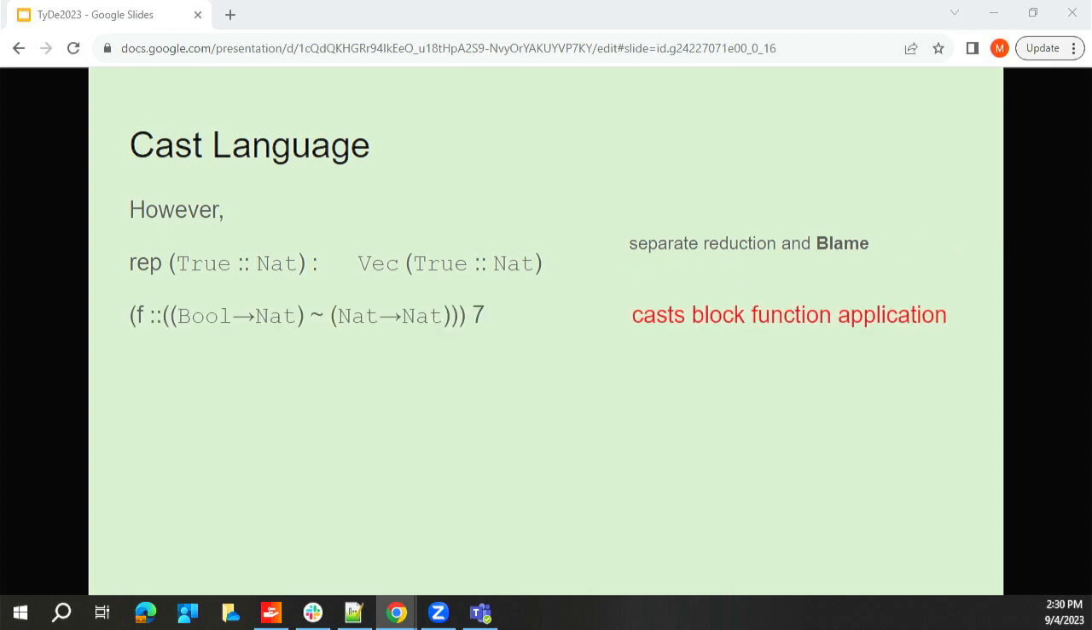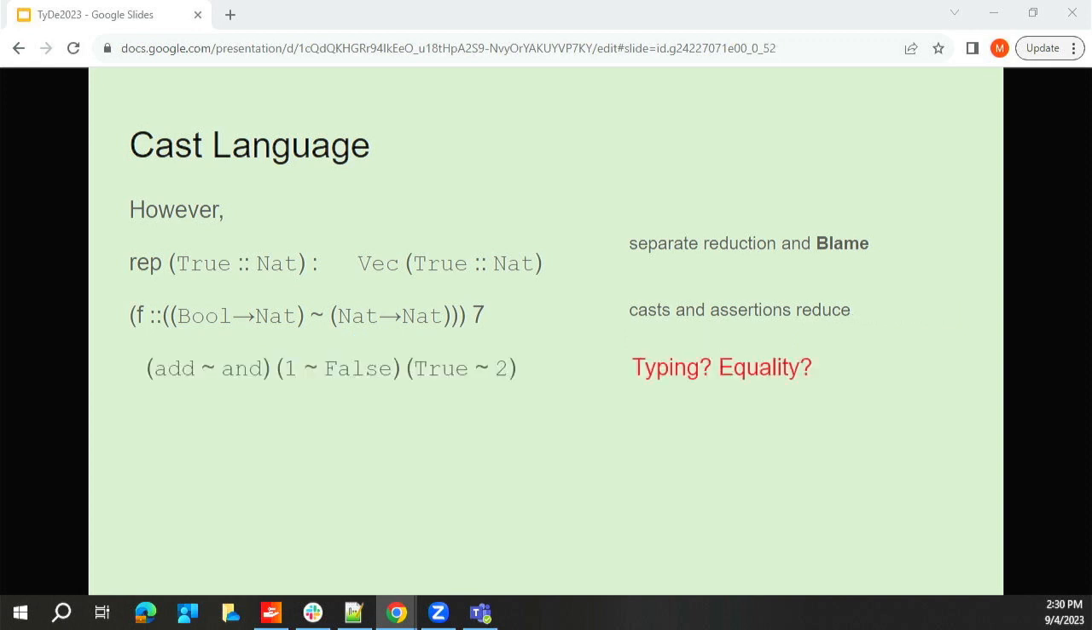Casts can block function application. And if you're familiar with contracts or gradual typing or anything like that, you'll probably see straight to the answer. We just need to add the reductions that let us apply things to casts and do the bookkeeping you need to push things around.